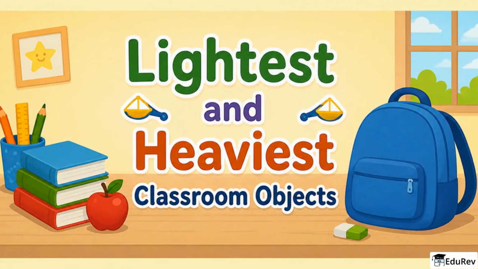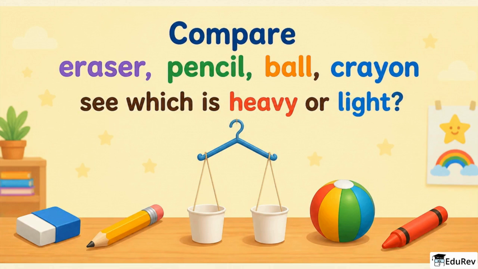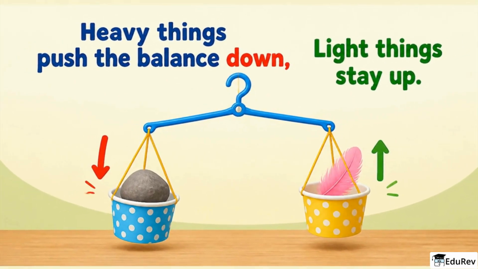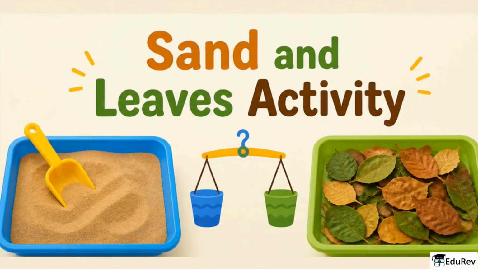Lightest and heaviest classroom objects. Compare eraser, pencil, ball and crayon to see which is heavy or light. Heavy things push the balance down. Light things stay up.